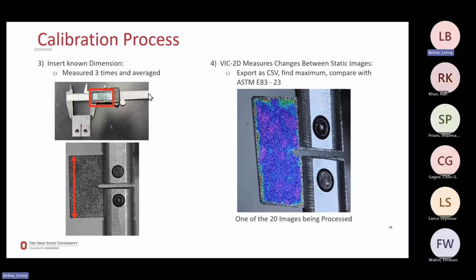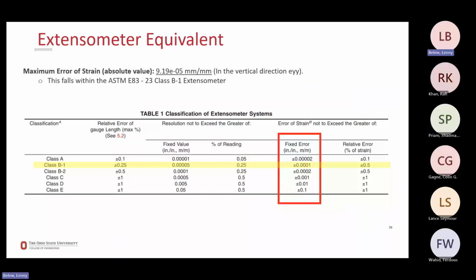But once that's in there, you can post-process all the photos now that the software knows the scale of the image that it's processing. Essentially it'll export a CSV of the error in each image from a reference image being the first image. And then you take the maximum of that, the absolute value, just make it positive. And our maximum error for this run was 9.19 e to the negative 5 millimeters per millimeter.